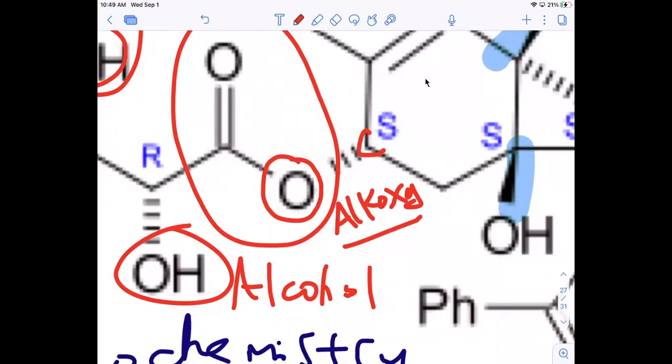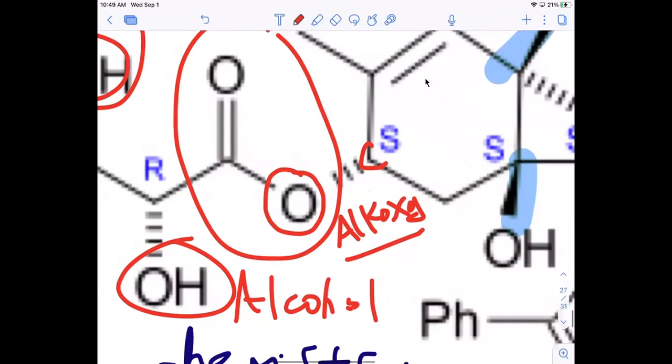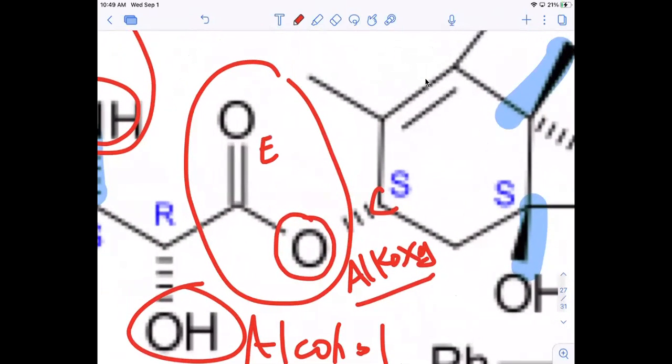Is it a ketone? No, a ketone will have carbons on either side. Just think about, well, y'all probably don't even watch Fred Sanford, but it's an ester.